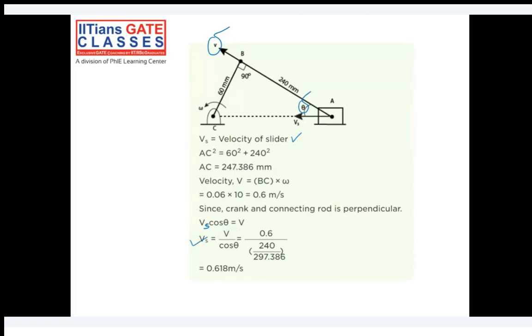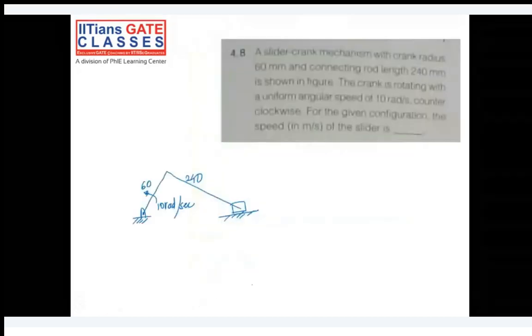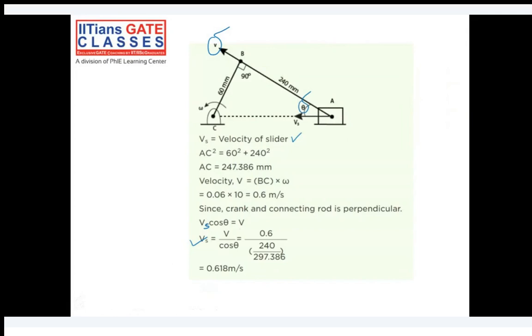As we have already studied, this angle has to be 90 degrees in order to achieve it, because in the diagram itself they have given this as 90 degrees. So coming to the question, you can use the Pythagoras theorem: diagonal square is equal to height square plus base square. You will get the diagonal as around 247. And you can find V. V is equal to R omega. R is 60 millimeter, so it is 60 divided by 1000 multiplied by 10, you will get 0.6 meters per second. This is your V.